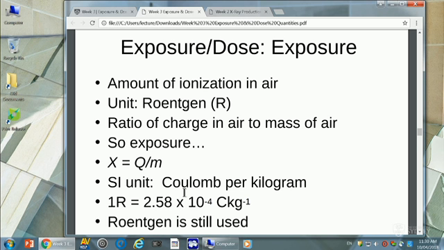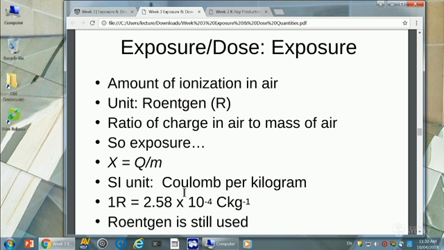So this is all fairly straightforward. When you hear exposure, we talk about it loosely, but strictly speaking, exposure means the ratio of charge in air to mass of air. That's what exposure actually means. Here the SI unit is the coulomb per kilogram.